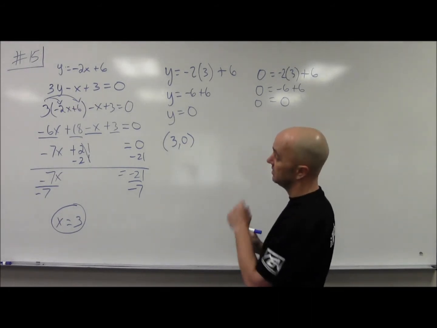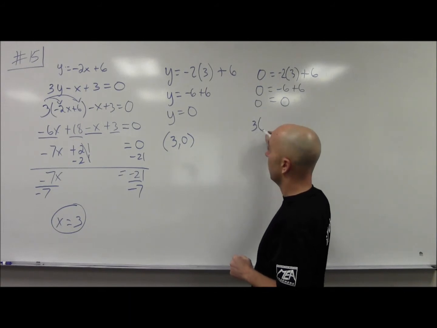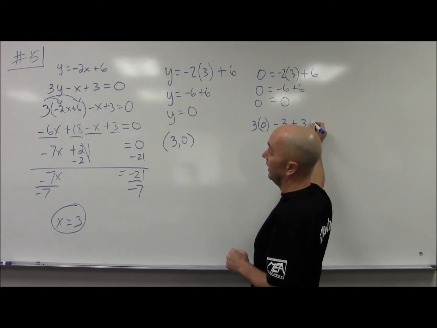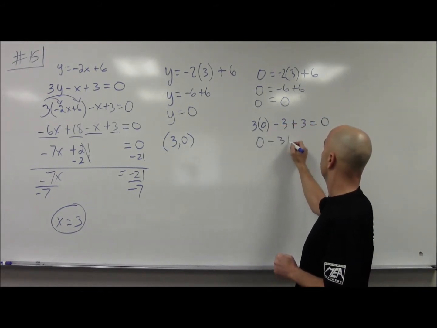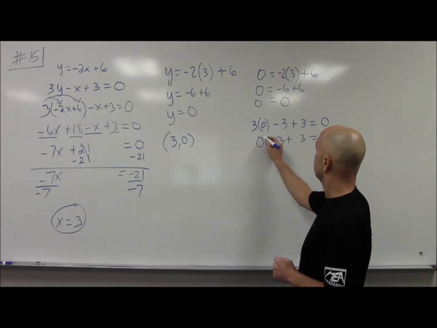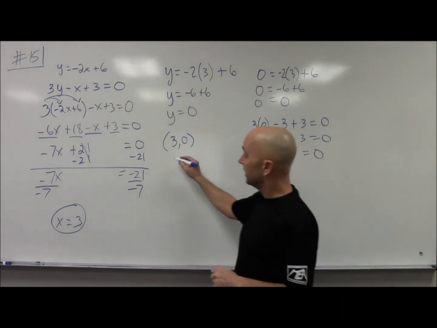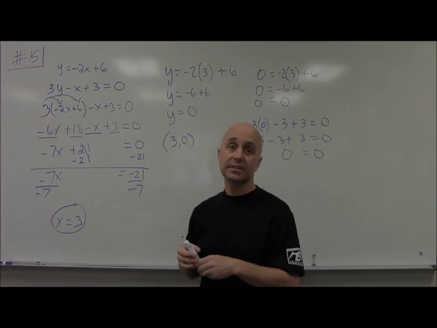Now I'll go to the second equation, which is a little bit more complicated. I want to put 3 times y, now my y value is 0, minus my x value, which is 3, plus 3, and that needs to equal 0. So this will be 0 minus 3 plus 3 equals 0. So negative 3 plus 3 is 0, and 0 equals 0. So this x, y coordinate works in both equations. So I found the solution to that system of equations.